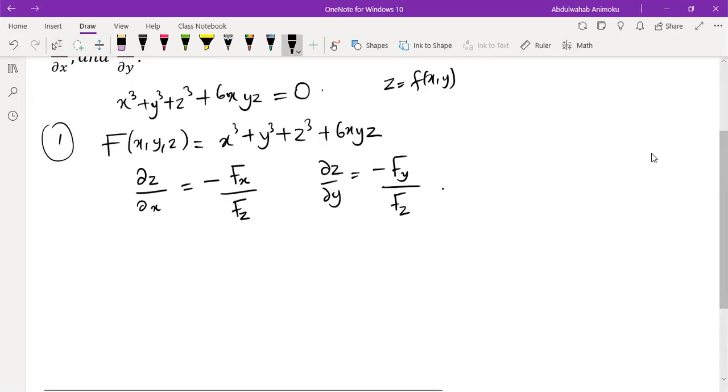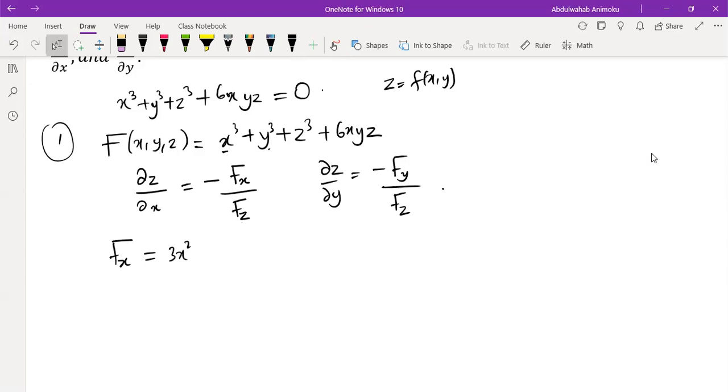Let's find fx, right? Now what is this? This is the derivative of this function with respect to x. So the first term derivative of it will be 3x squared. Second term will be 0. Third term will be 0 because we don't have x in it. And the last term, with respect to x, the derivative of this would be 6yz, because 6yz are acting like a constant, and when you differentiate x, the derivative of x is just 1 times that constant attached to x. So this is fx.